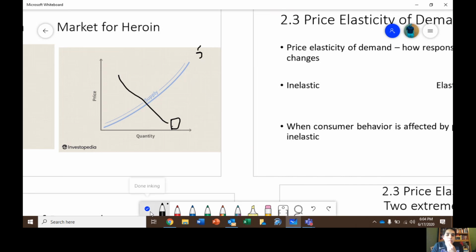OxyContin is obviously a substitute for heroin. And so if OxyContin becomes more expensive, the way that we would express this is a rightward shift in the supply curve for heroin, right? Which is kind of dangerous too, because we also have to consider the ramifications, because we're dealing with an illegal market for opioids and a legal market for opioids, and the ramifications of having more people take illegal opioids, right? Because they're still addicted. So we also have to consider those ramifications when trying to design solutions, right?